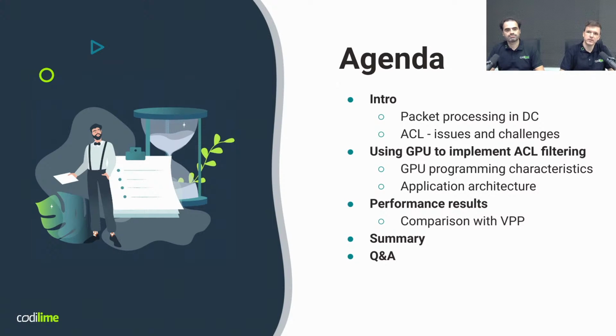Next, we'll be talking about our implementation of access control list processing on GPUs. We'll describe some GPU programming characteristics and our application design. Next, we'll compare our application to VPP, which implements a highly optimized access control list processing module. And at the end, we'll summarize everything, and there will be a Q&A session. If you have any questions, feel free to ask. We'll take a look at the chat at the end and answer all the questions.